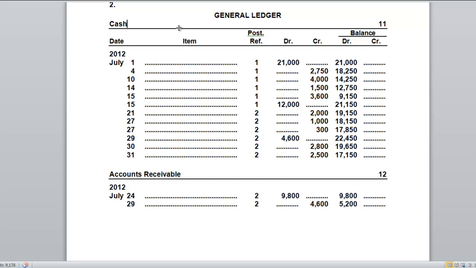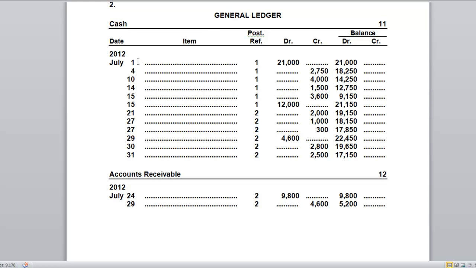First at the top we notice it says general ledger. We have the title of the account goes here. This is the account number. If you look in the problem, it tells us to use these specific account numbers. It says use 11 for cash, use 12 for accounts receivable, 13 for supplies, and so on and so forth. So make sure you put the proper account number here, the account title over here. Up top, it's labeled as the general ledger.